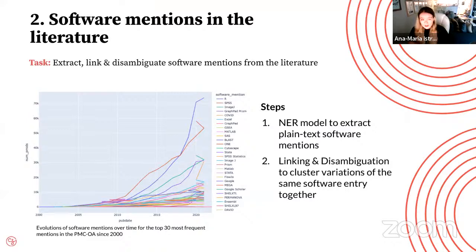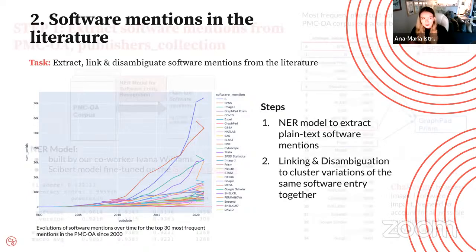Moving on to the second part, looking at software mentions from the literature, our approach was fairly similar. Step one was also applying an NER model to extract plain text software mentions from the literature. However, here we also did additional work in linking and disambiguating these mentions. Maybe you noticed that in the first part, I didn't talk about linking these dataset mentions to a database per se, and that's future work.